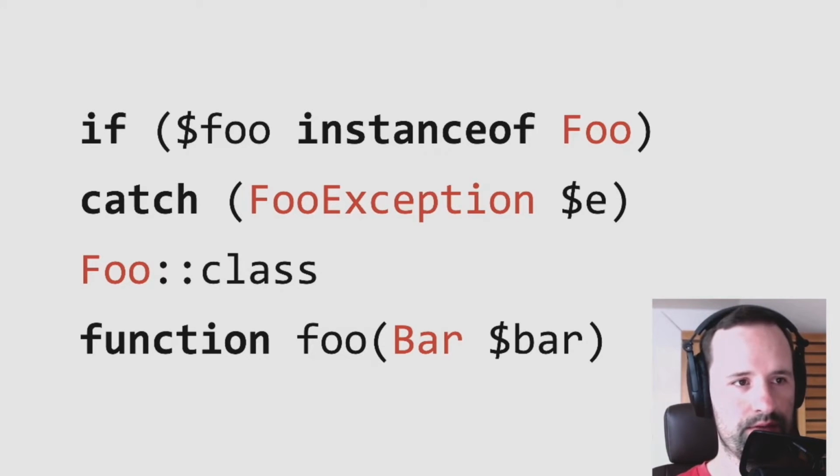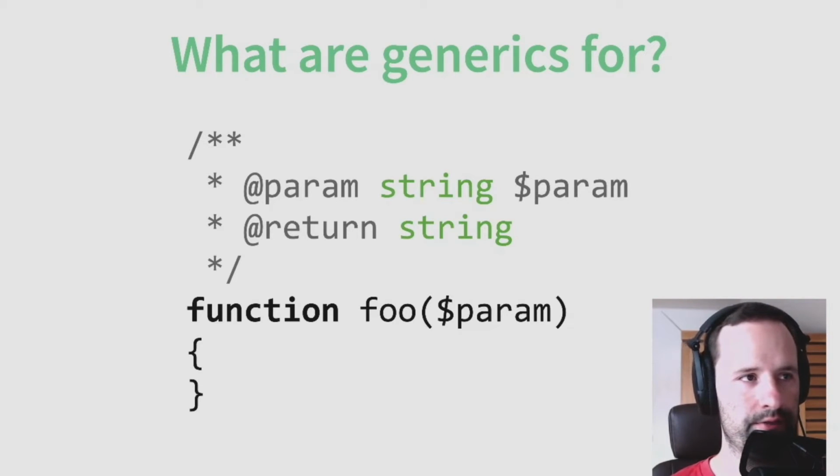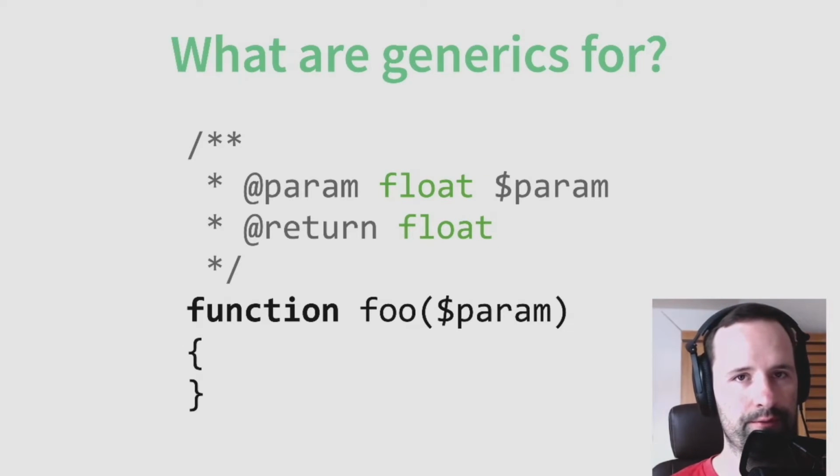So that was some basic information about PHPStan, and now we are ready to dive into generics. Generics is a pretty recently added feature to PHPStan, and the most simple explanation I can give you is that they are allowing us to generate an infinite number of signatures for a function. So imagine a function that returns the same type it receives in the parameter. So if it receives an integer, it will return an integer. If it receives a string, it will return a string. If it receives a float, it will return a float.